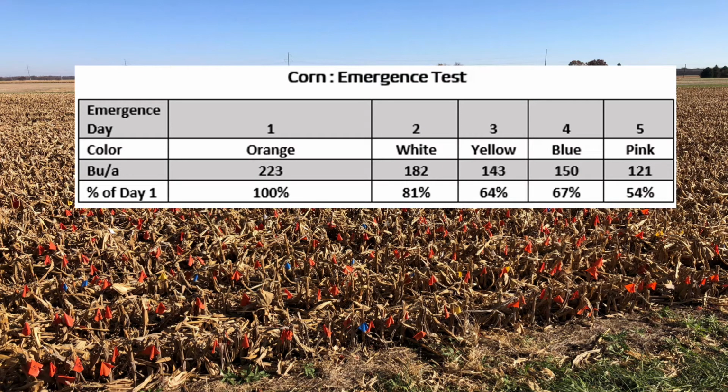Lastly, to get the results from our corn emergence test, we hand-shelled ears from each color or day of emergence. Day 1 calculated at 223 bushels per acre and represents 100%. Day 2 was at 182 bushels per acre for a 19% drop. Day 3 yielded 143 bushels per acre for a 36% loss. Day 4, 150 bushels per acre for a 33% loss. And day 5 only yielded 121 bushels per acre for a 46% yield loss.